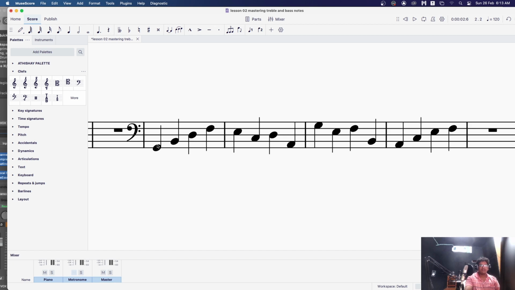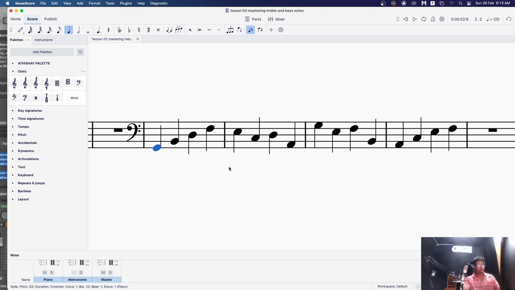Now if not notes, just try to name them on the line itself. What is this first line? This is G, so just write G here, or if possible write the note and write G here. Anything is fine. My first concern is for you to master the notes. By the end of this video, you should be able to identify notes correctly. Let's do this now.